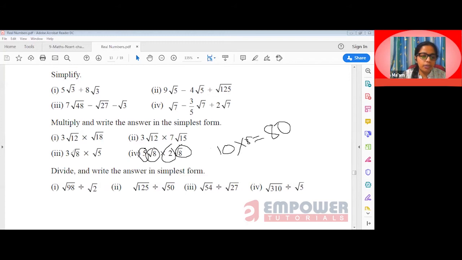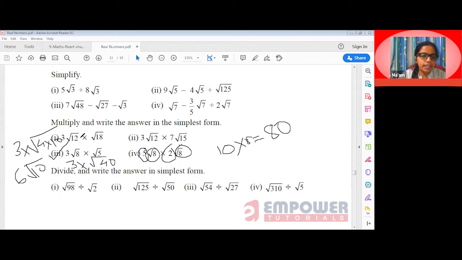Same is the case for this. This you will get 3 into how much? 40. So you can also write it down as 3 into square root of 4 into 10, right? So which will be equal to 3 into 2 root 10. So this will be the simplified form of this.